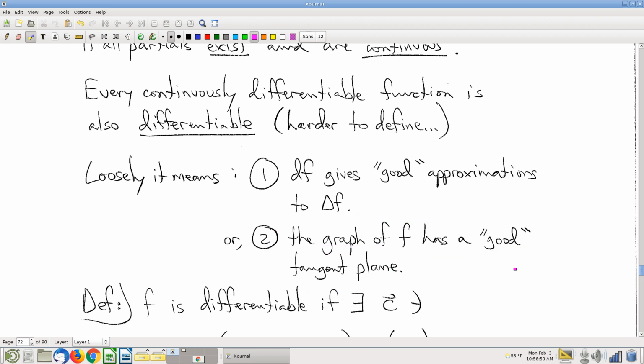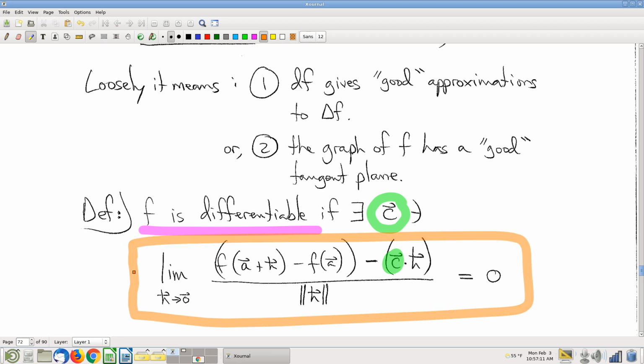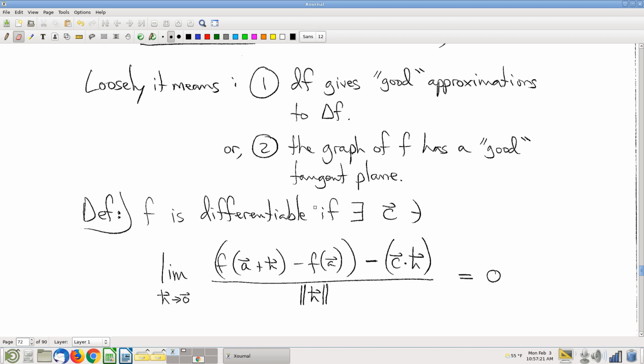And by the way, if you want to write these down rigorously, here's how you do it. This is a definition. A function is differentiable, you'll find this definition in the book, if there exists some vector C that has the property that it makes this limit always equal to 0. And why this is the definition is, again, a long conversation, and it's a lovely conversation, but we don't have time for it. Anyway. All right. So I want y'all to see what differentiability is.